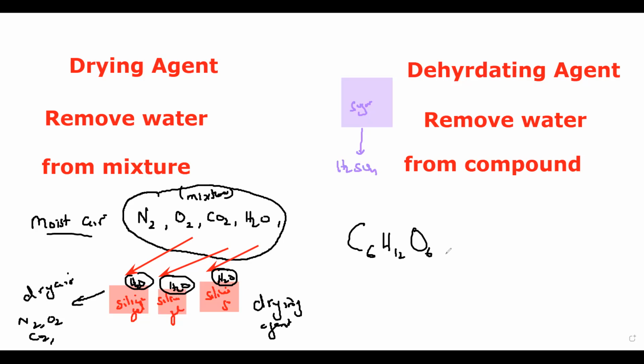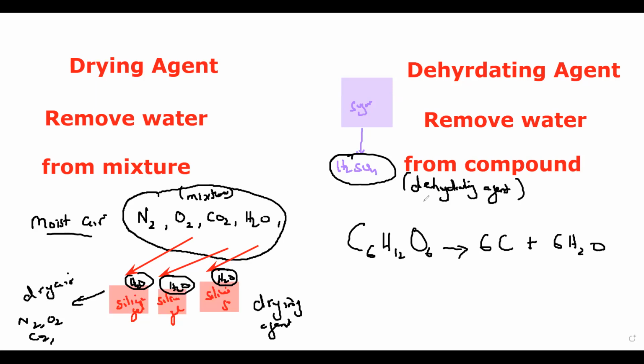What this sulfuric acid will do is decompose the sugar into 6 carbon atoms and produce 6 water molecules. So with the help of sulfuric acid, this compound breaks down and gives off water. Whenever we remove the water from a compound, the substance which helps us to remove the water is known as a dehydrating agent. So sulfuric acid is actually a dehydrating agent.